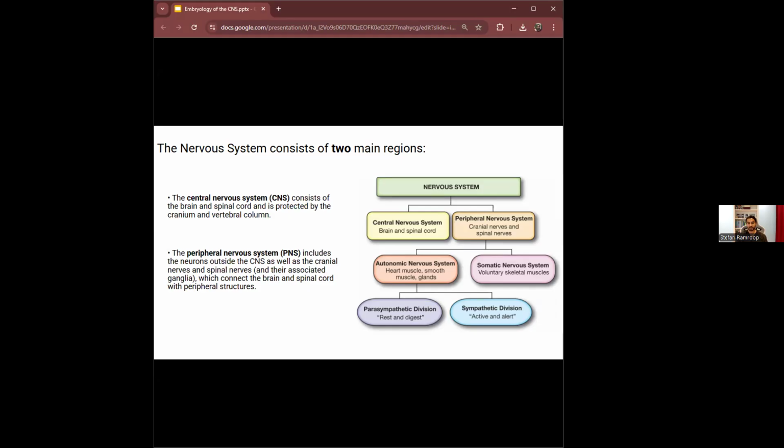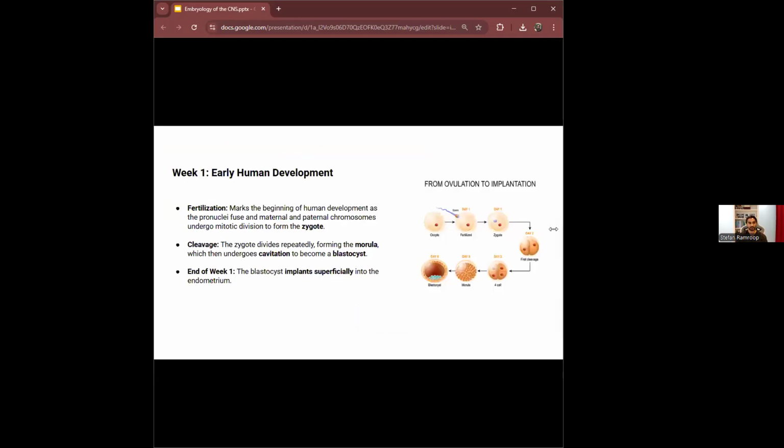Separately, you have your peripheral nervous system, which includes all the neurons and nerves outside the CNS, and that means your cranial nerves, your spinal nerves, and their associated ganglia. They act as a communication network to link the brain and the spinal cord to the rest of the body. So in the slides that follow, you'll see that both systems actually originate from the same structure, your neural tube, but they diverge based on the differentiation of neural crest cells and neural epithelial cells.